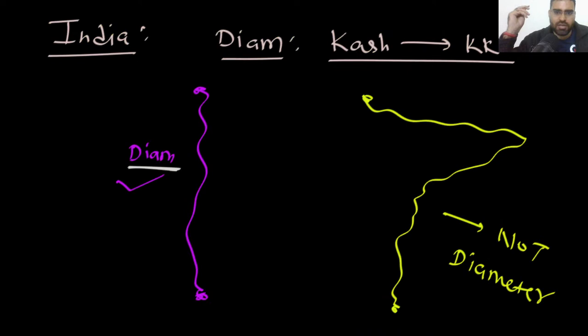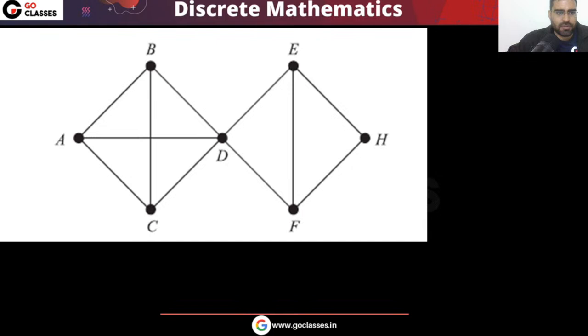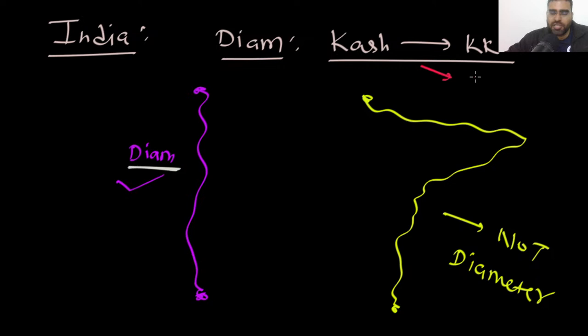So for example, what is the diameter of this graph? What does diameter tell you? Diameter tells you that in India, from anywhere to anywhere, you can go within a maximum of this distance. For example, let's assume India's diameter is 3000 kilometers. Then it tells you that from anywhere to anywhere, this is the maximum distance you will have to travel. Are you getting my point? Did you understand what diameter tells you?